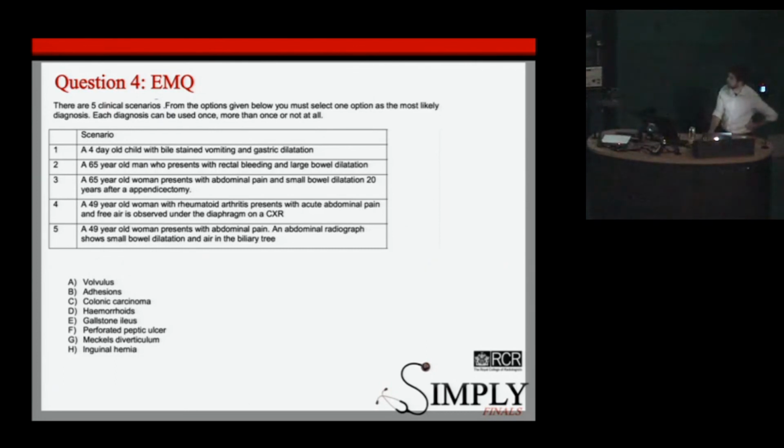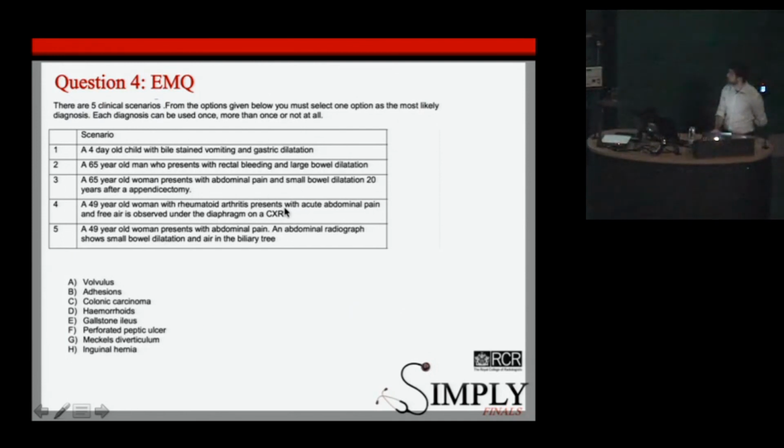I'll leave these for you to go through. We'll quickly do them. So bile-stained vomiting in a 4-day-old. We've already said that, volvulus. This one, 65-year-old man, rectal bleeding and large bowel. Answer, so C. 65-year-old with abdominal pain. Adhesions. Adhesions is the answer, yeah.